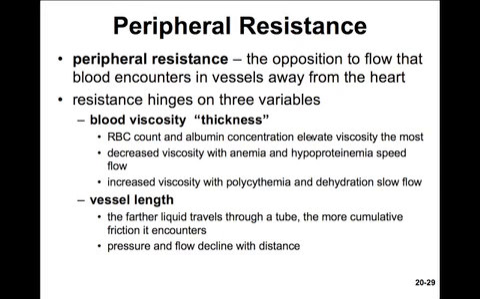Now, red blood cells and albumin are the primary contributors to blood viscosity. They elevate the viscosity the most if there's excess, and they'll decrease the viscosity if there's a shortage. Sometimes we'll see decreased blood viscosity with anemia, where we have fewer red blood cells than we should, and in hypoproteinemia, when we've lost a lot of albumin. Sometimes we'll see increased viscosity when we see dehydration. This will slow the flow markedly.